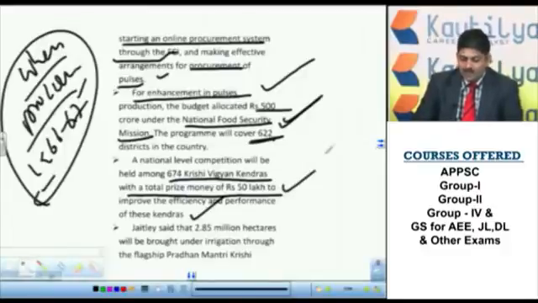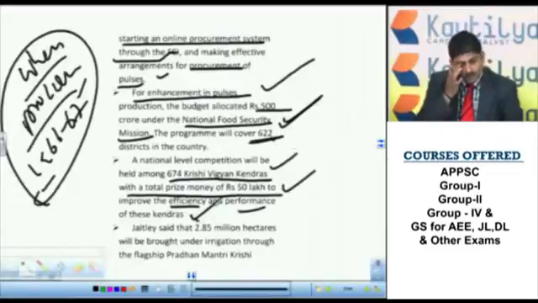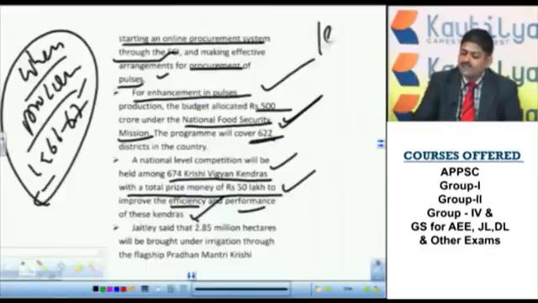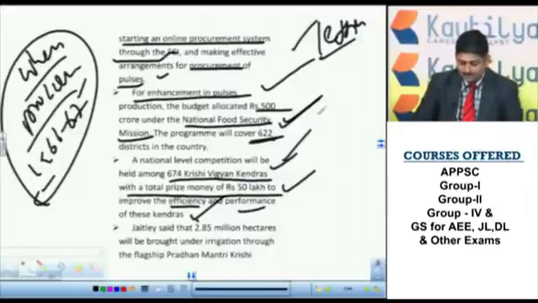They may ask you, what is the purpose of declaring the prize money for the Krishi Vigyan Kendras? You may answer, in order to increase the efficiency and performance of the Kendras. Generally the prize will be given only for efficiency. In order to promote efficiency and to imbibe the spirit of competitiveness, this was allocated.